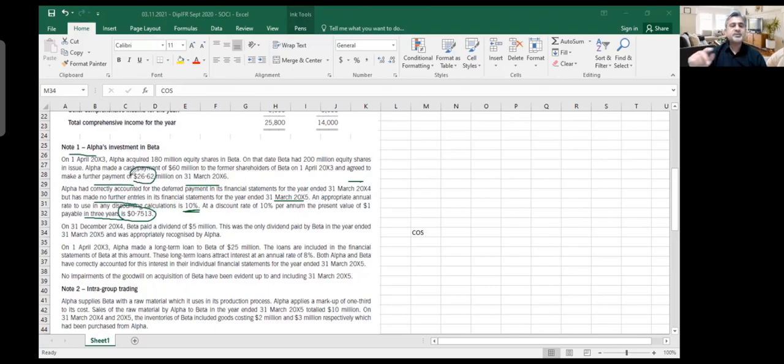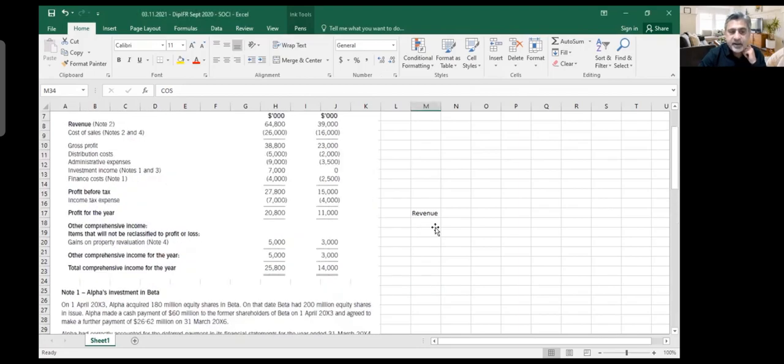So 26.62 multiplied by 0.7513 will give us the present value, and then we will unwind to do the finance cost. On 31st December 2004, Beta paid a dividend of 5 million. This was the only dividend paid by Beta in the year ended 31st March 2005, because they are paying on 31st December 2004. It lies within the 2005 year, which we are preparing, and this is the only dividend and was appropriately recognized by Alpha. So it means Alpha is showing somewhere in their financial statements investment income.